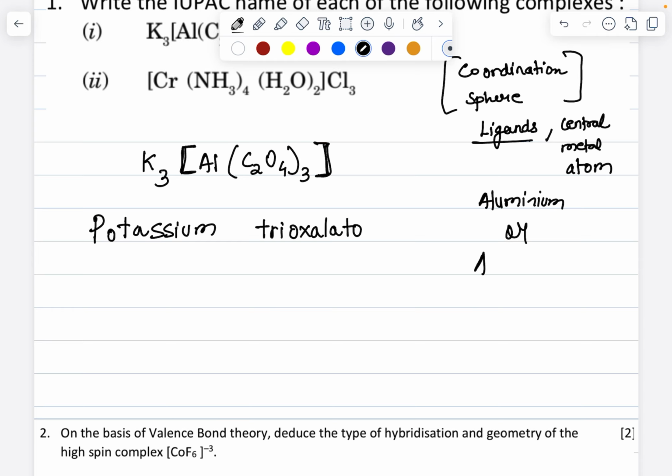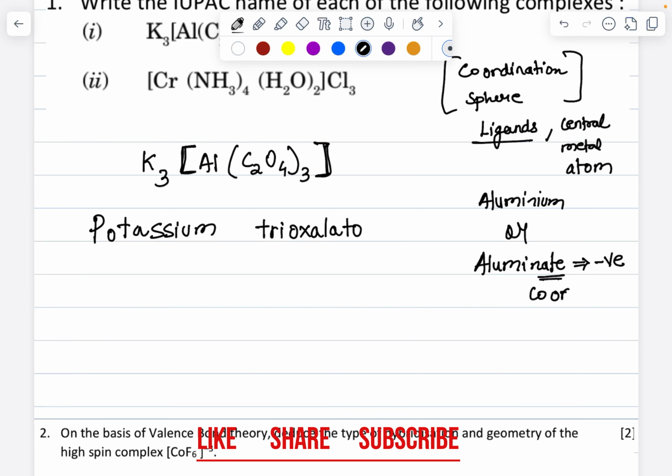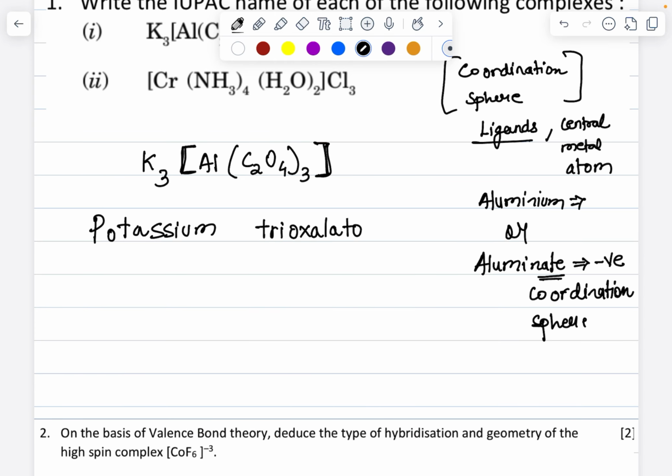Now aluminium. The question that comes is whether we write aluminium or aluminate. We write aluminate if the coordination sphere is negative. In a negative coordination sphere, aluminate; or if it is chromium, then chromate. This means we add this 'ate' at the end if the coordination sphere is negative. And it is as it is if it is a positive coordination sphere. Make a note of this while doing IUPAC nomenclature.